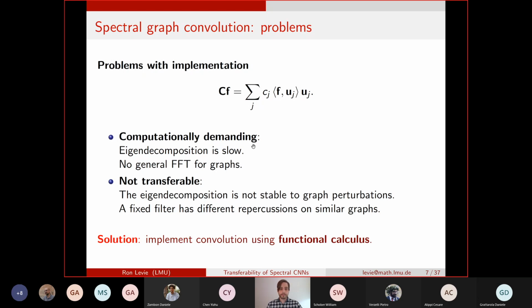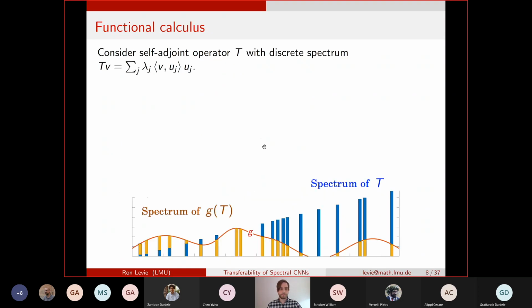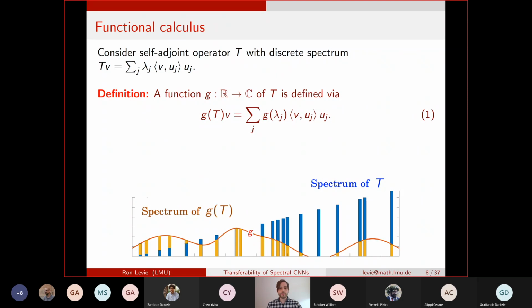Okay, but luckily, state-of-the-art spectral methods don't implement convolution operators with this implementation. State-of-the-art methods are based on a functional calculus implementation of convolution. So what is functional calculus? This is the theory of applying functions on operators. And in the special case of a self-adjoint operator T with an eigendecomposition, where lambda_j are the eigenvalues and u_j are the eigenvectors, the application of a function g on T is by definition applying the function g on the eigenvalues and keeping the rest of the eigendecomposition as it is, keeping the eigenvectors as they are.